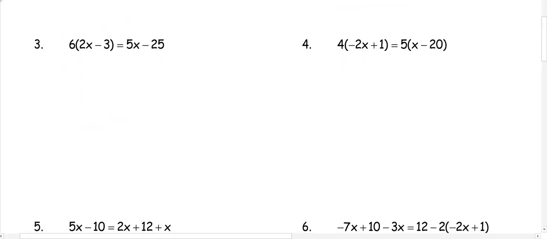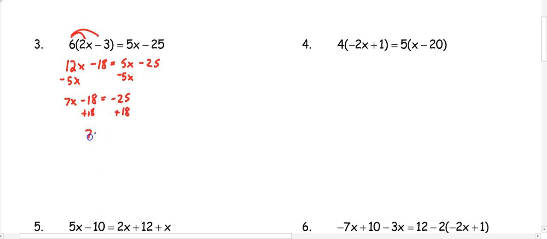In number 3, there's parentheses, so the first thing we have to do before we can move a variable is get rid of them by using the distributive property. So when I multiply both things by 6, I get 12x minus 18 equals 5x minus 25. So I can subtract 5x from both sides, and I get 7x minus 18 equals negative 25. I can add 18 to both sides. So we get 7x equals negative 7. When we divide, x is negative 1.